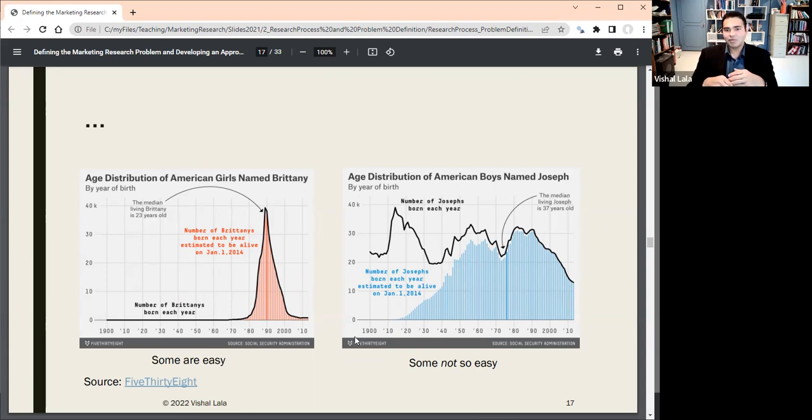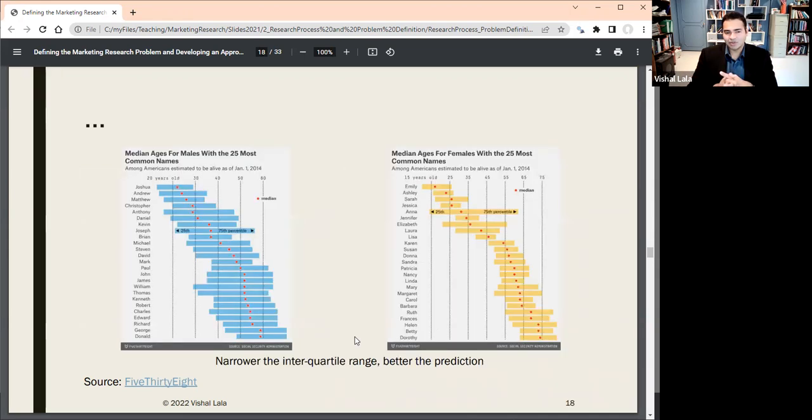This may, of course, not work for every name, like a Joseph. We shouldn't have a clearly defined peak for the name. It might be much harder to identify the age of a Joseph. But generally speaking, you can look at the frequency by which names were assigned over time and learn that, let's say, a Joshua is generally younger than, let's say, a George or a Donald. Amongst women or girls, Emily and Ashley are generally going to be younger than, let's say, Carol, Barbara, Ruth, Frances, Helen, Betty, or Dorothy. Right?